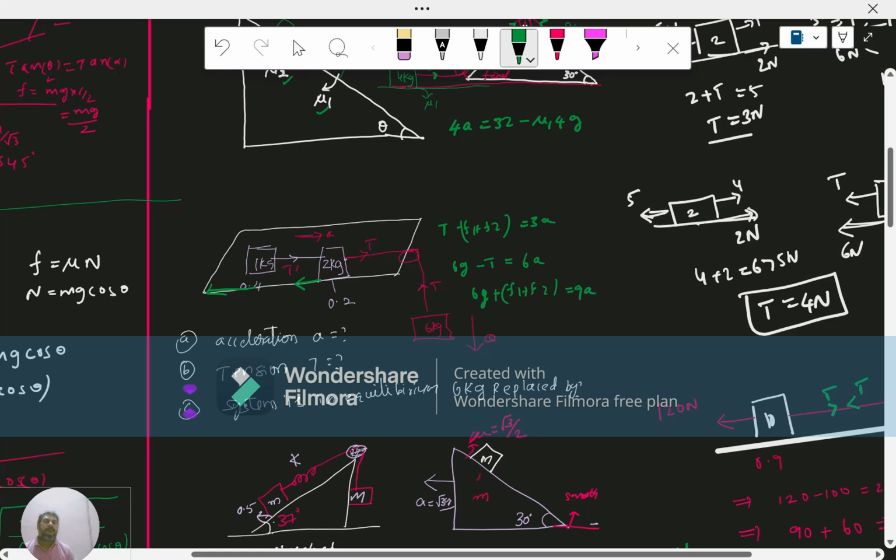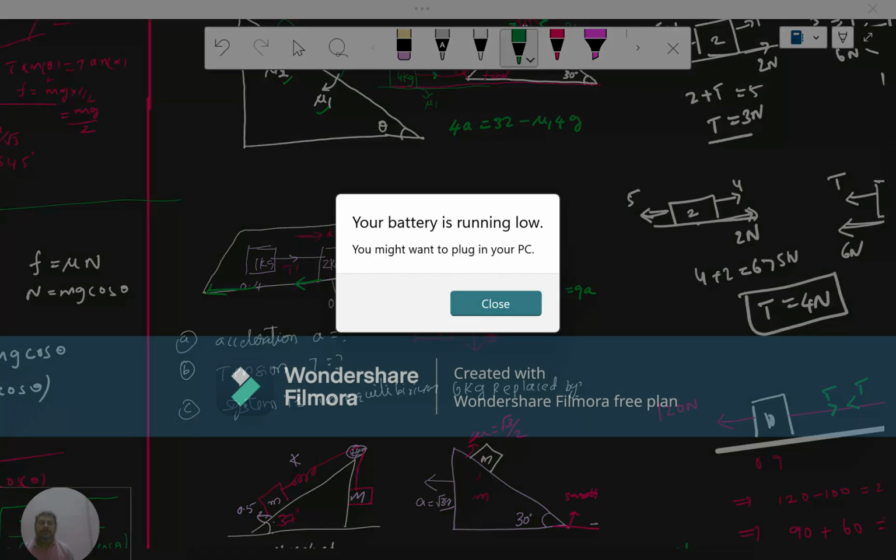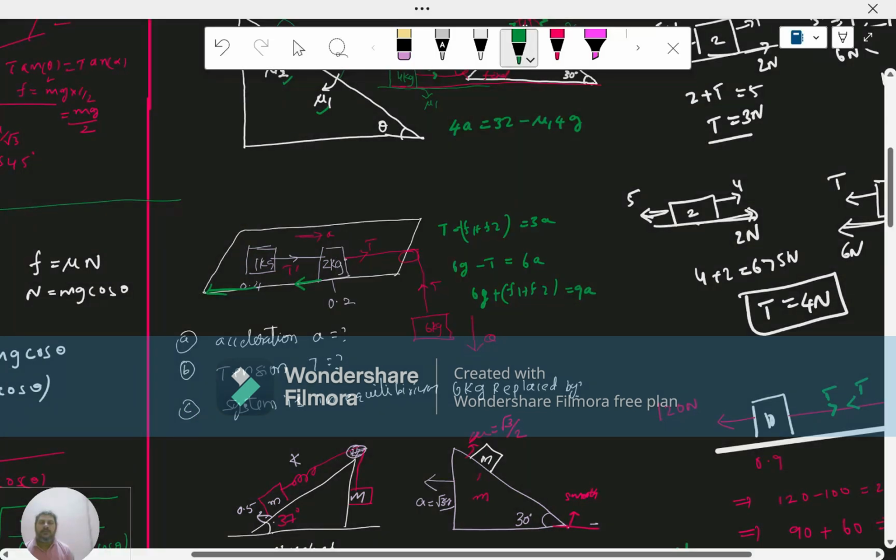Now F1 is 4, plus 4, so 8 newtons will come. Therefore 60 minus 8 is equal to 9a. Then a is equal to 52 by 9 meters per second squared.